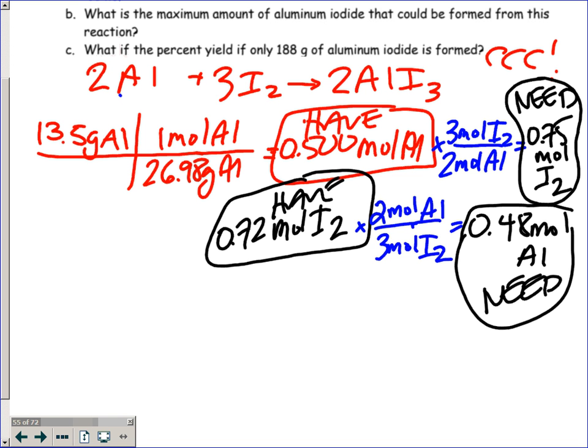So what is going to happen to this? I'm comparing moles of iodine, 0.72, what I have, to 0.75. Do I have excess or am I going to run out? I'm going to run out, so I need more than I have. Like I need 10 cookies, but I only have 5. I'm going to run out. And then the aluminum, I'm going to have what?